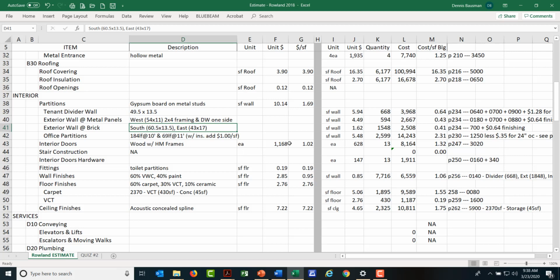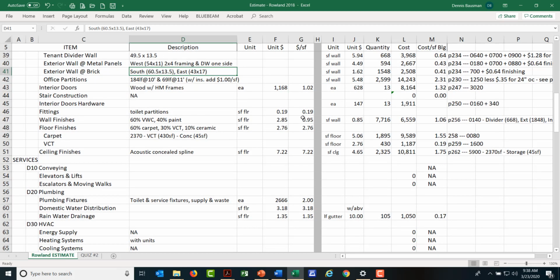The interior doors, they had a very small amount. I went ahead and picked a unit price. I think I picked solid core with plastic laminate finish. I forget. Go to that page, you can see what I picked. We've got 13 doors, and that's how you got that price, okay? That equals $1.32 a square foot. We don't have stair construction, so I didn't transfer that over.